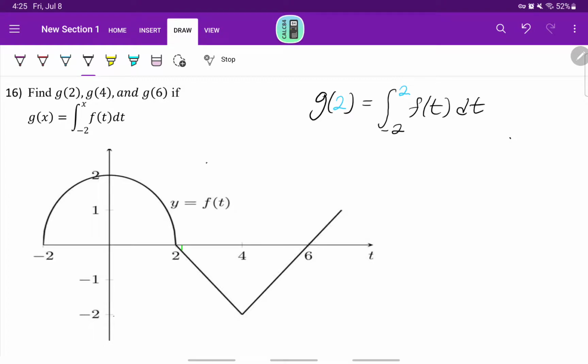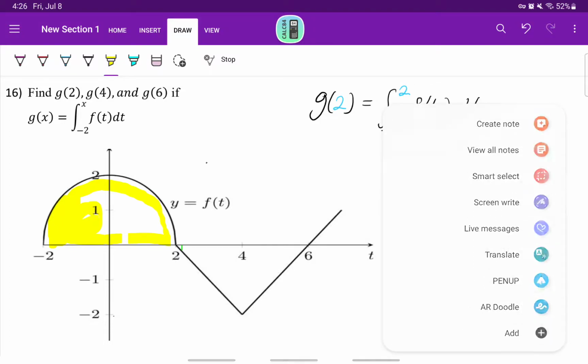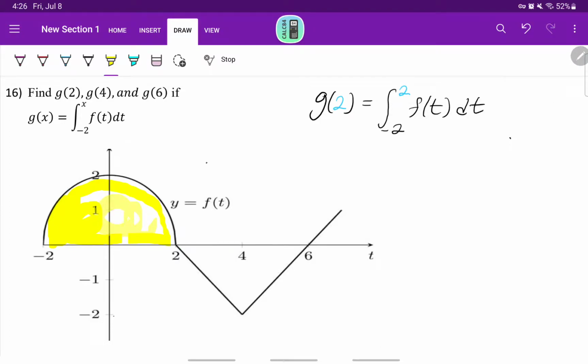So basically, we want to find the area under the curve between x is -2 and x is +2. And if you notice, this is a circular region right here. This is half a circle, a semicircle. Let's shade that all in.